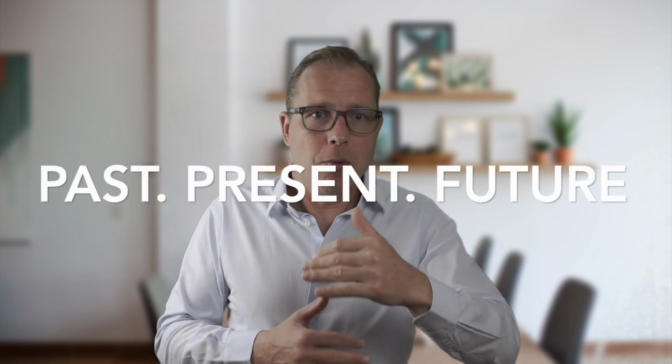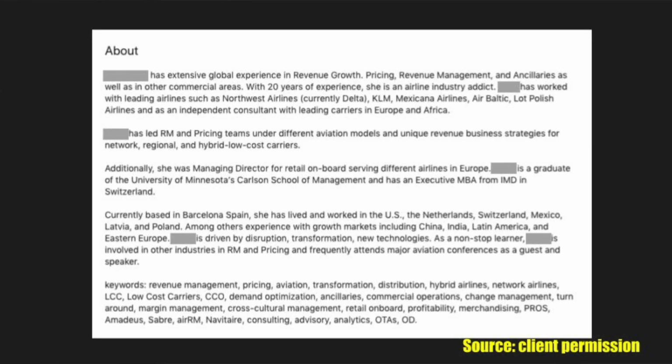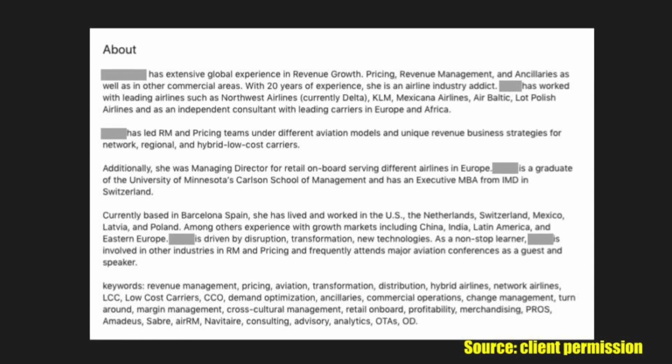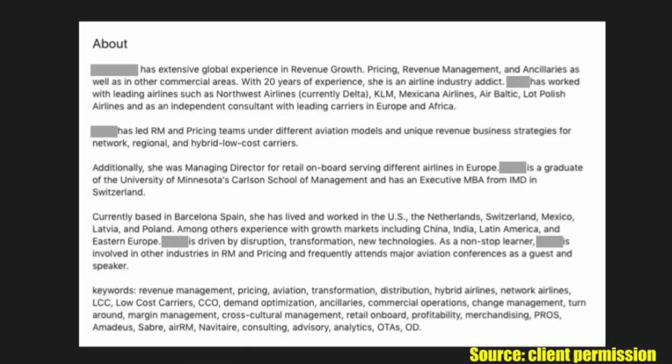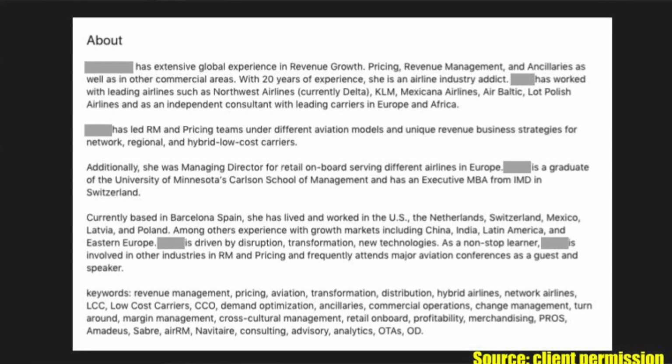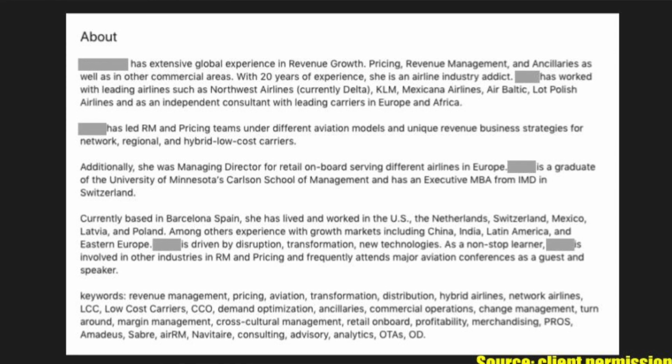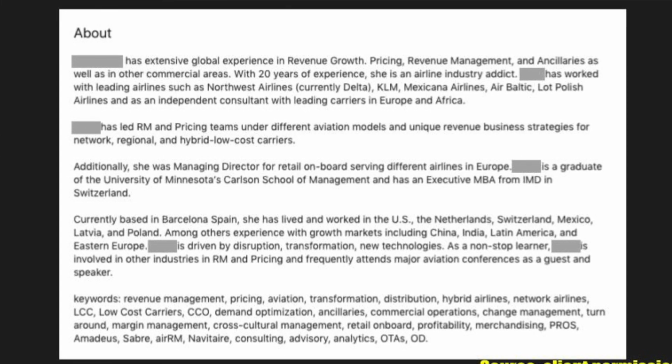Tip number 3. Have your past, present, and future in your About section, in your story. This is important because this is your opportunity to highlight, especially if you have already worked for a certain period of time, what you have done. Where do you come from? What achievements have you achieved? What results have you delivered? What are you proud of in your previous work life?